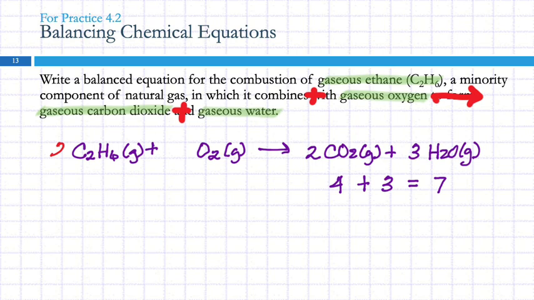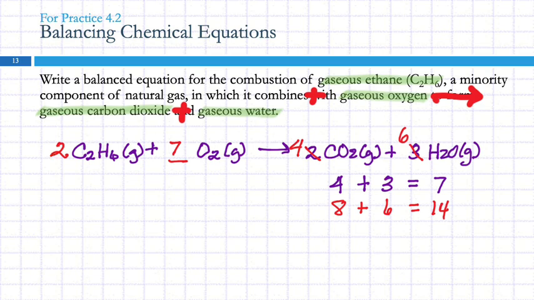So I'm going to put a 2 here. That's the one I'm working on. And so I'm going to change this to a 4, and I'm going to change this to a 6. So let's count these oxygens again. I have 8 now, and 6 is 14. So how many pairs do I need to get 14? 7.